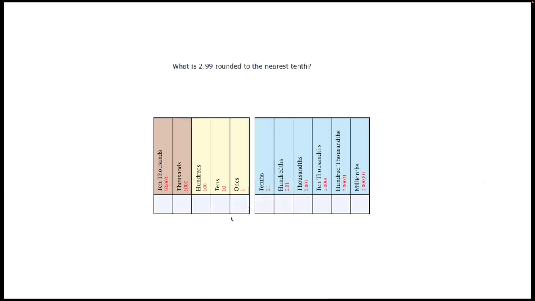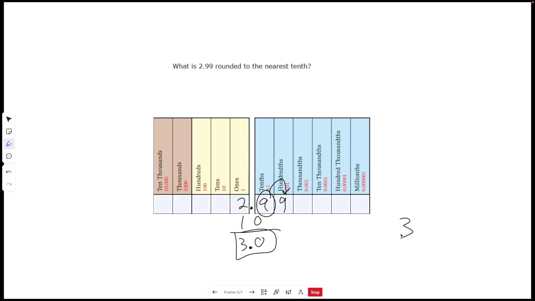All right, for this one, it says what is 2.99 rounded to the nearest tenth? So you circle this 9, that's the tenth. You look at its neighbor, it is 9. Normally, if it's 5 or bigger, you add 1, right? Well, 9 plus 1 is 10, so I'm going to add 10 here. So my final answer is 3.0, and that is my final answer. It has to be 3.0. You can't put 3 because that's not rounded to the nearest tenths, like the problem said.